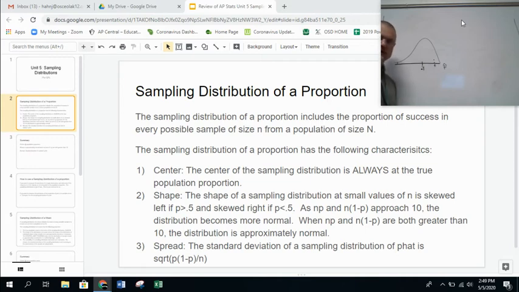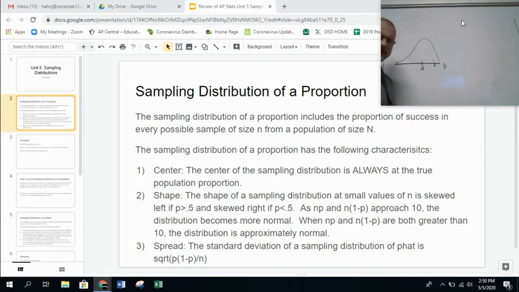The shape, because it's a yes or no, has to be centered at the population proportion. If the population proportion is sitting over here, it's going to start out kind of being skewed. So if the population proportion is above 50%, there's going to be a lump of data over here. If the population proportion is less than 50%, there's a lump of data here.